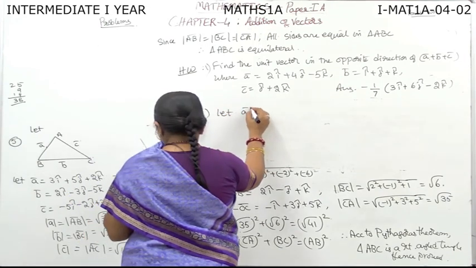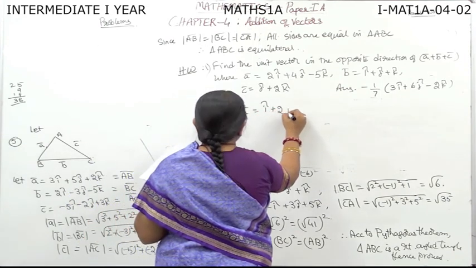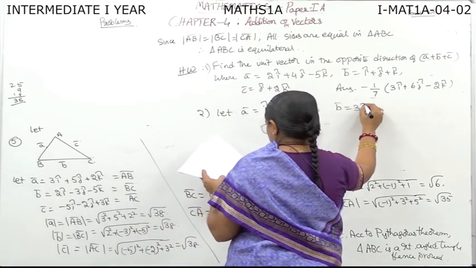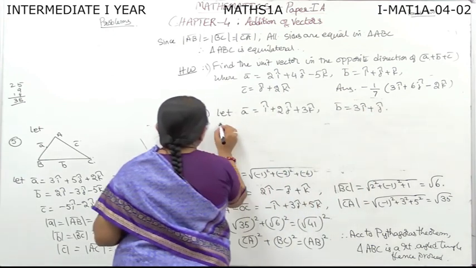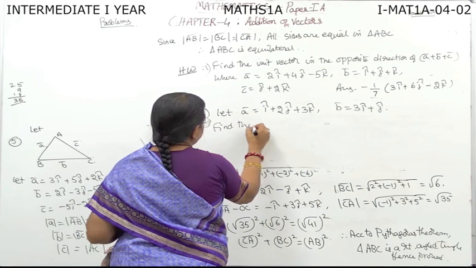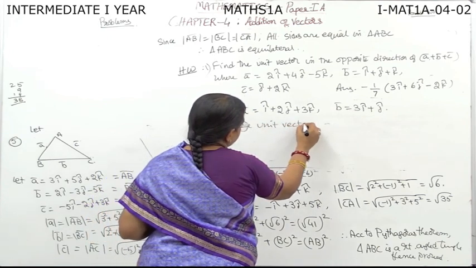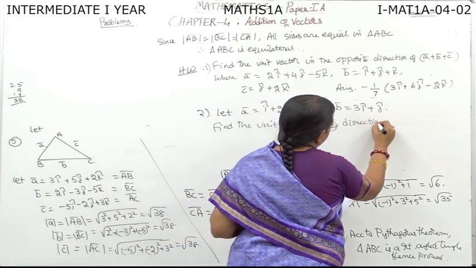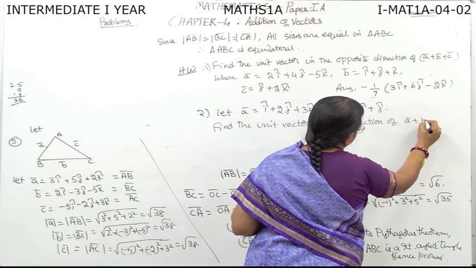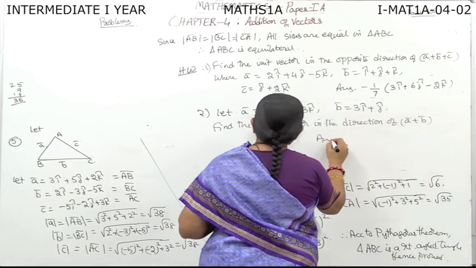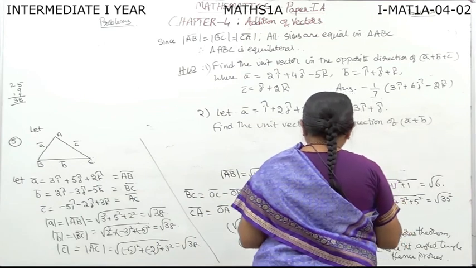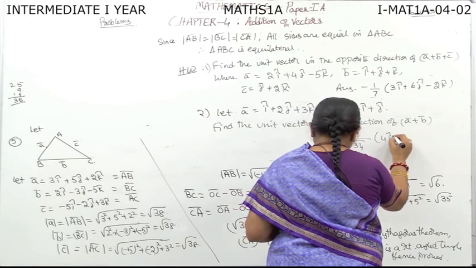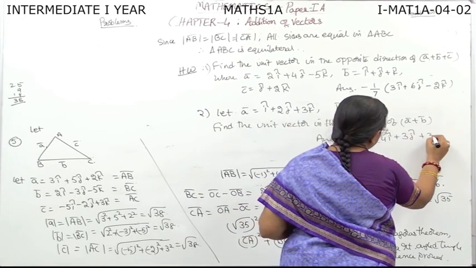Let A is equal to i plus 2j plus 3k, and then B is equal to 3i plus j. Find the unit vector in the direction of A plus B. So the answer is 1 by root 34, 4i plus 3j plus 3k. This is your answer.